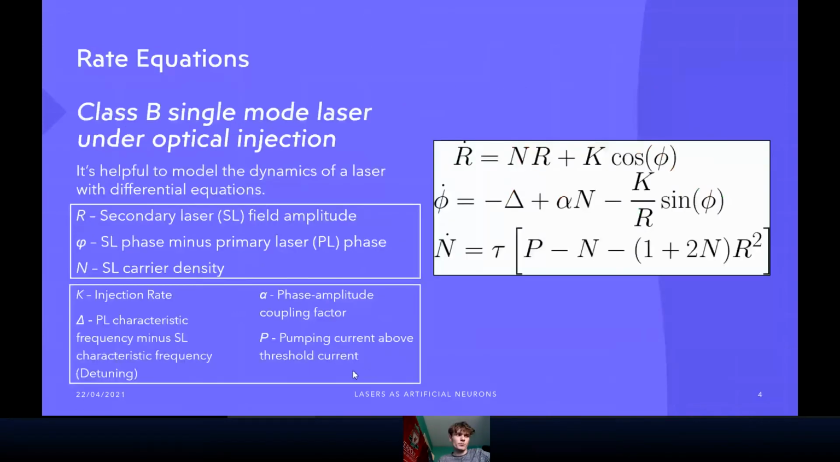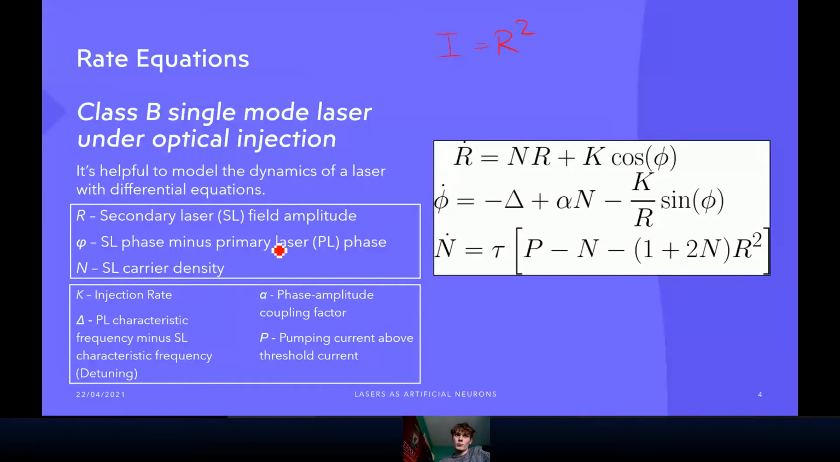And our equations look like this. So try not to get overwhelmed. It's not important to try and decipher what's going on just by looking at them. You won't be able to. What they describe is, if we give some initial conditions, how the field amplitude of our secondary laser changes. And just to note, the intensity is going to be R squared. I like to think of R as the brightness of the laser, but that's obviously wrong. But if you want to think of it like that. Phi is going to be our phase difference, and N is the carrier density in our secondary laser.